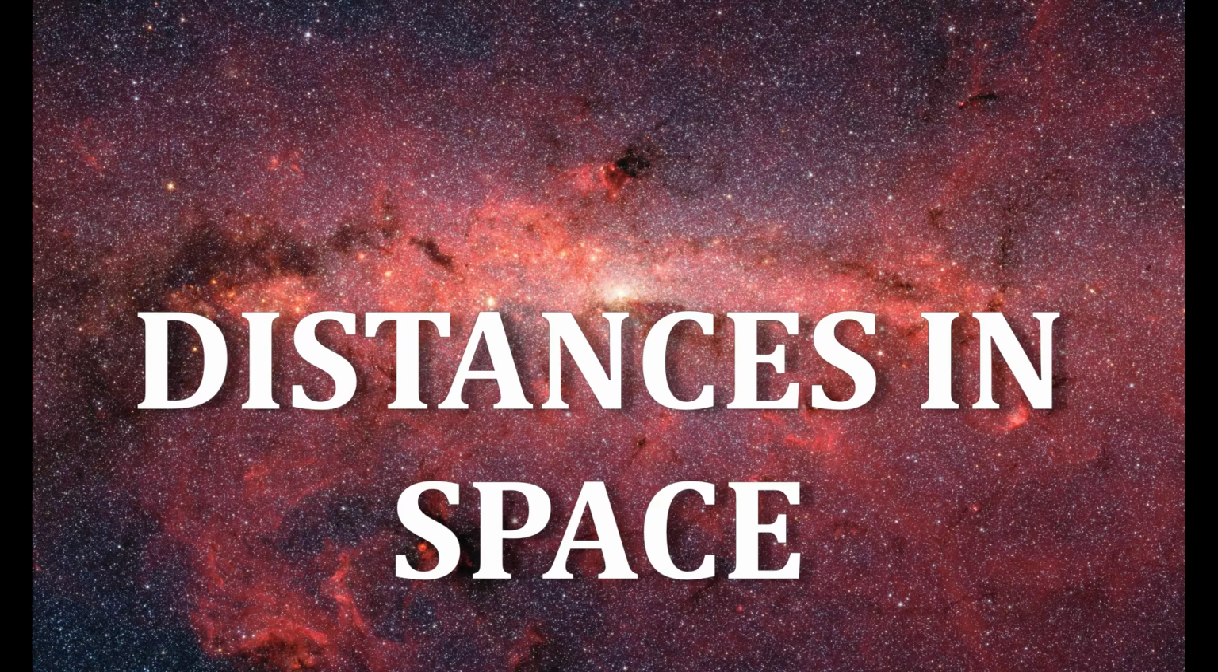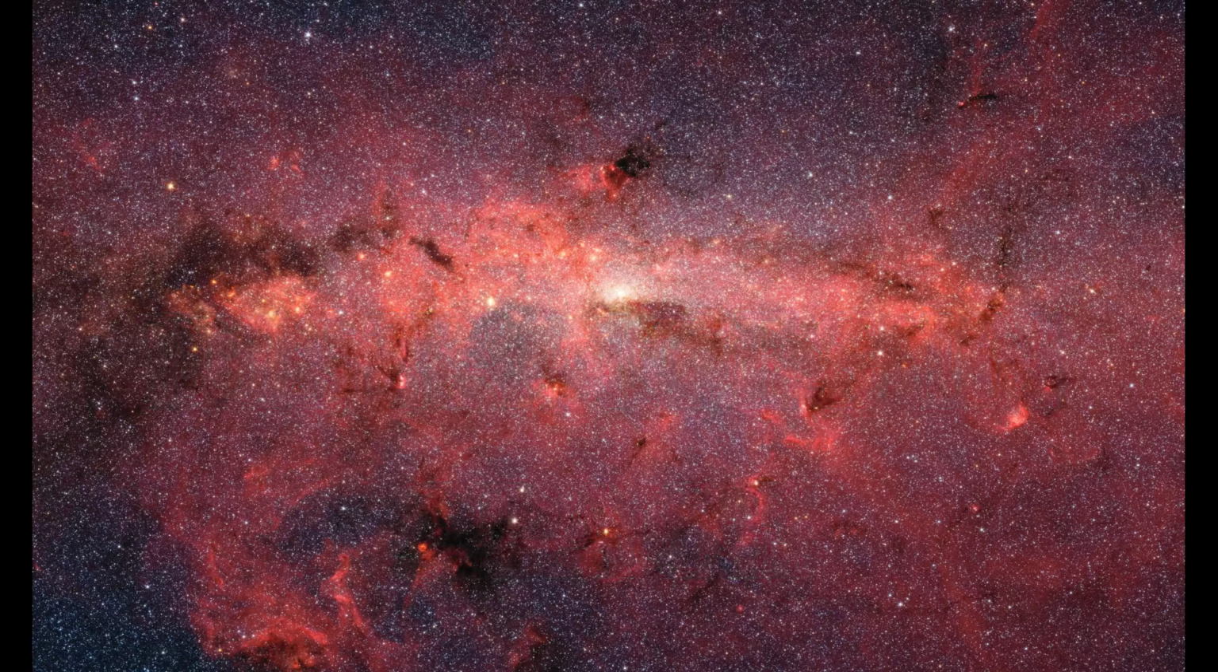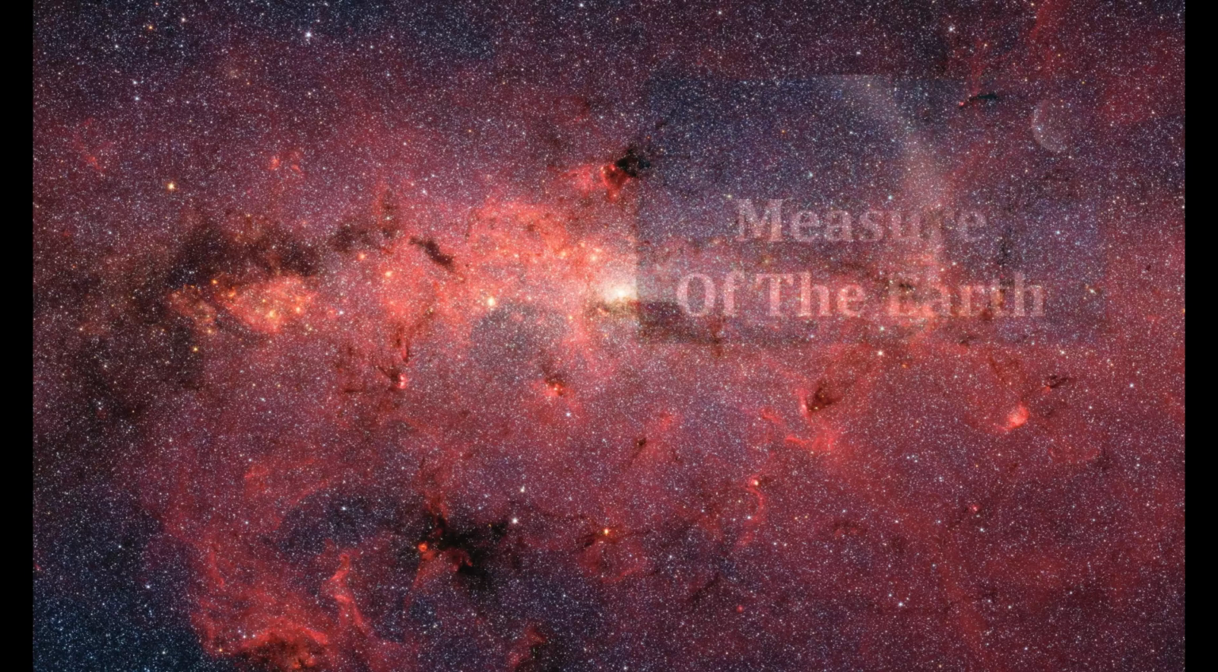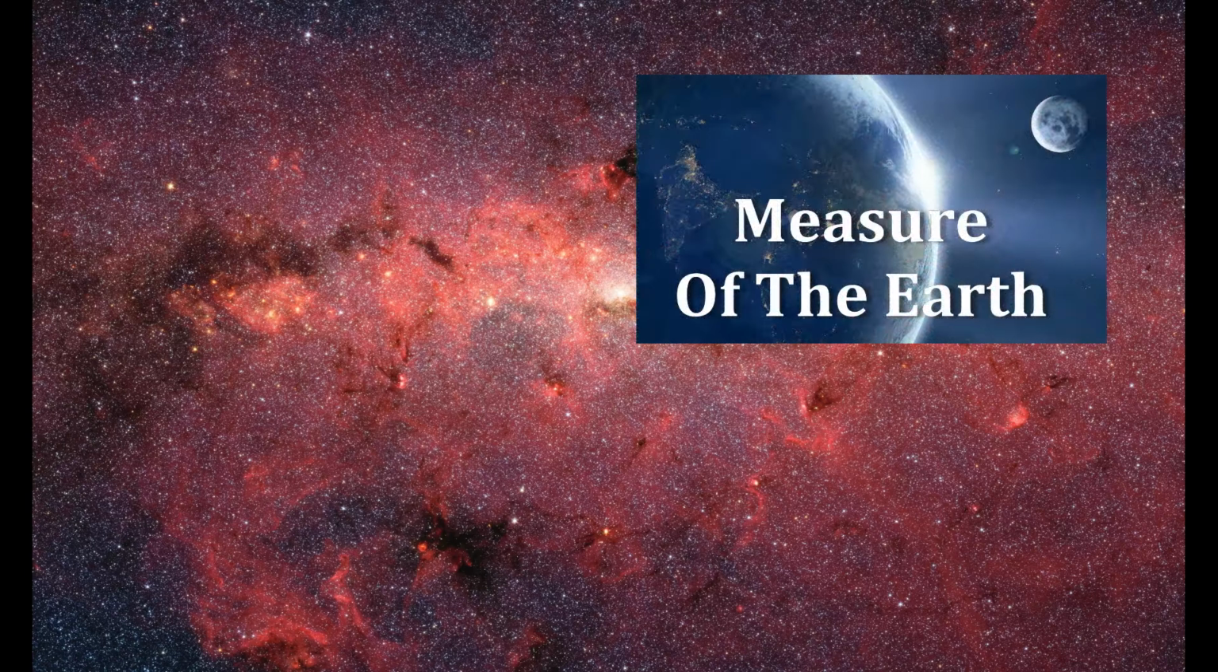Distance in space. How do we know how far the stars, the Sun, our planets, and distant galaxies are? How are scientists calculating these distances when we can't go and measure them? Let's talk about that. In the previous video, we talked about how the first scientists measured the size of the Earth. Please check that video if you're interested.